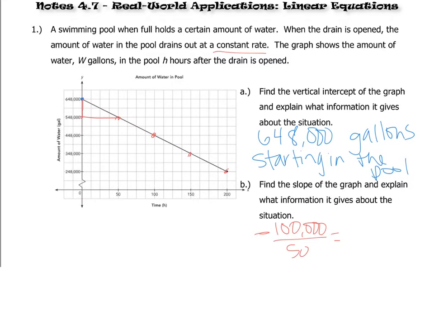Remember that the fraction line is the same thing as a division sign. So if I divide 100,000 by 50, I get 2,000 per one. So 2,000 gallons per 1 hour. So it's going down 2,000 gallons per hour.